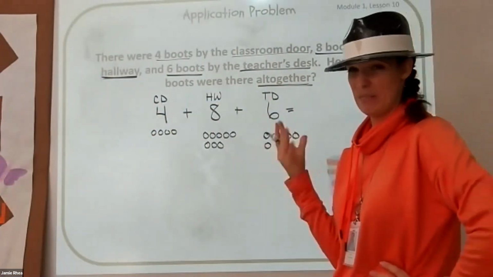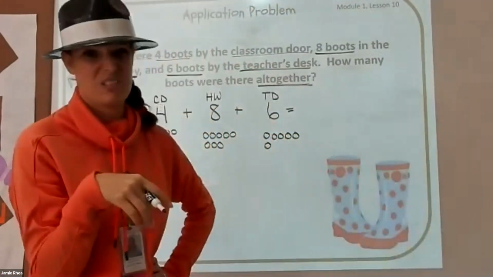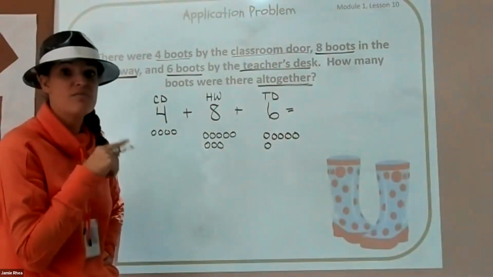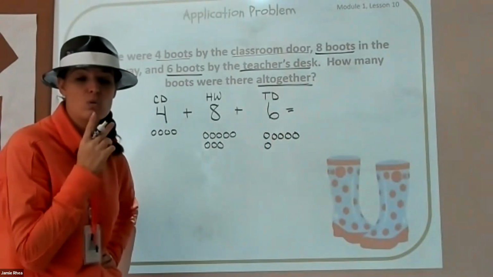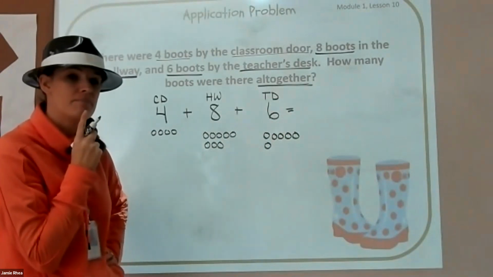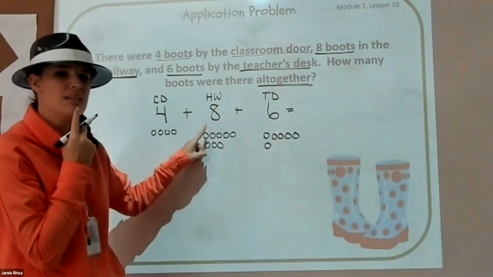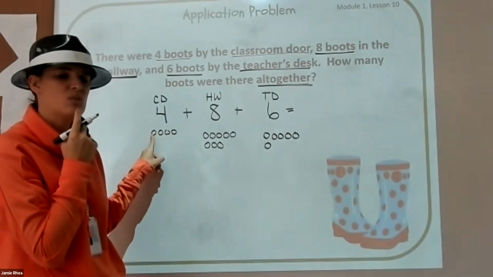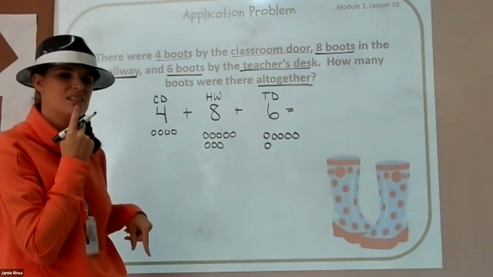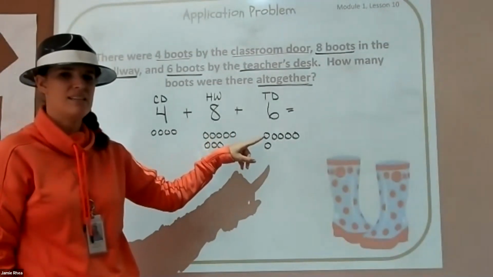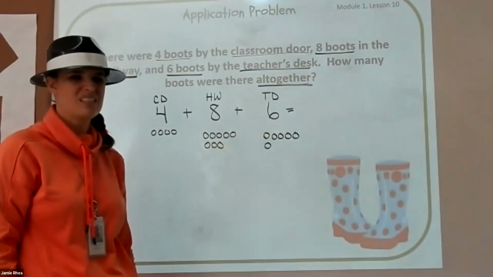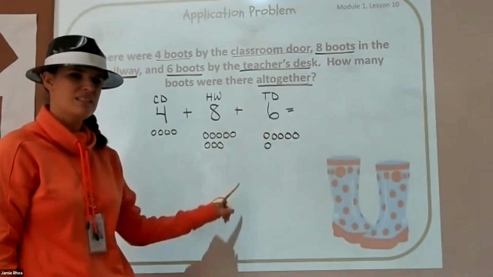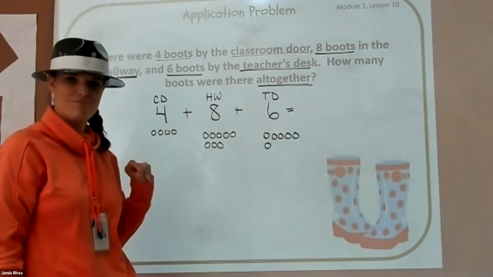Some of you are saying we could count all of them. We could. It might take us a little while though, because that's a lot of numbers. What's another way we could do this? We could find 2 numbers that make 10. Ooh, I wonder if there's any numbers that can make 10. Let's see. Do 4 and 8 make 10? No. 8, 9, 10, 11, 12. That makes 12. Do 8 and 6 make 10? 8, 9, 10, 11, 12, 13, 14. No, that's funny. Do 4 and 6 make 10? 6, 7, 8, 9, 10. 4 and 6 make 10.